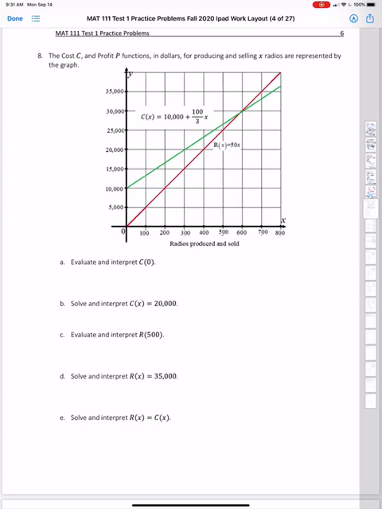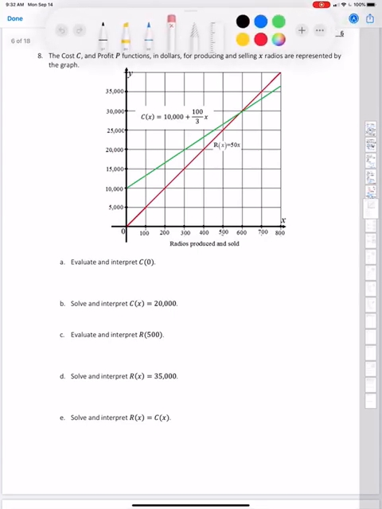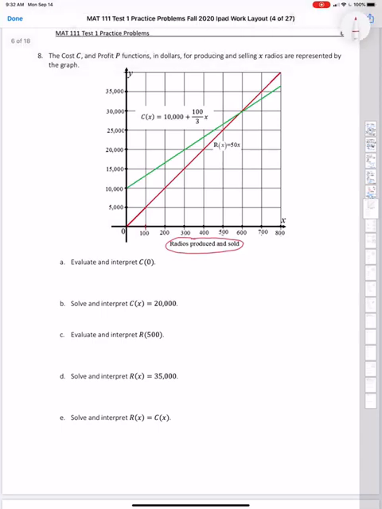And so the x-axis represents the radios being produced and sold, the number. For example, at 100 on the x-axis, that's 100 radios that were produced and sold by this company. Now on the y-axis, you see these different dollar amounts: $5,000, $10,000, and so forth. And you see graphed to the side your revenue and cost functions, which are needed to calculate profit.